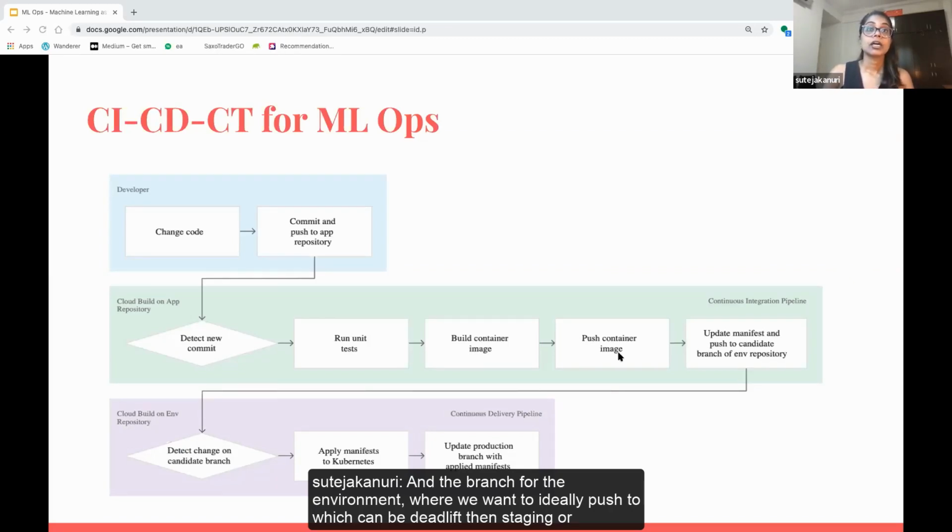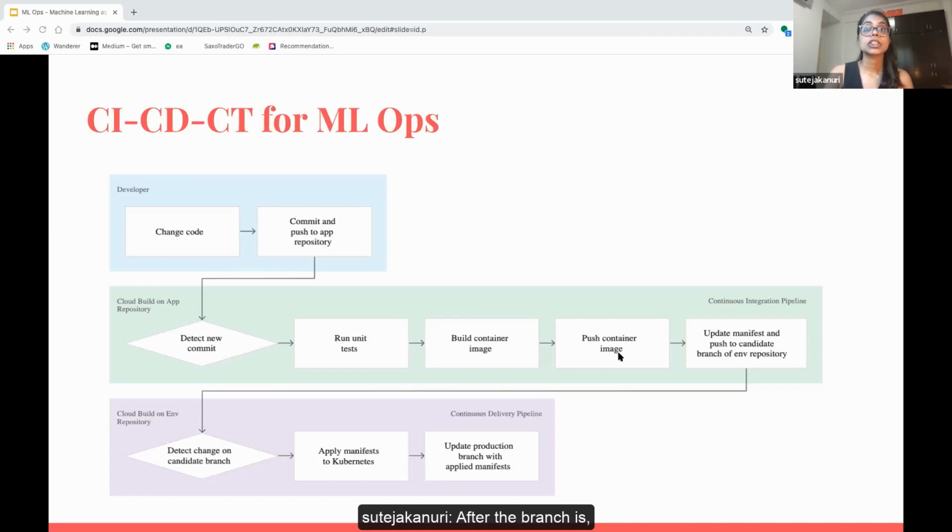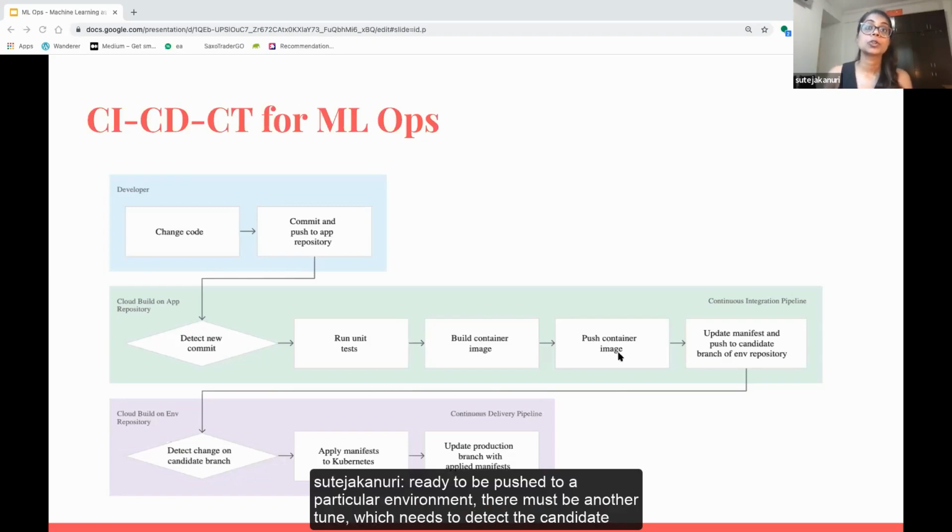And after the branch is ready to be pushed to a particular environment, there must be another tool which needs to detect the candidate branch and the changes, and ensure that the downstream of deploying it to the right clusters is done. For example, we can deploy the container images to a Kubernetes cluster. So this is the process that I'm talking about. How everyone does it is totally dependent on the rules and regulations of the industry.